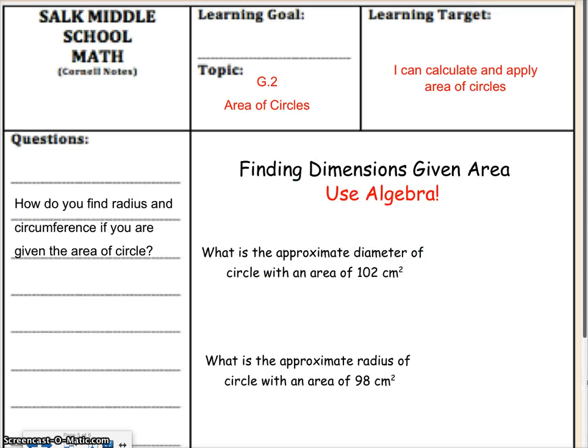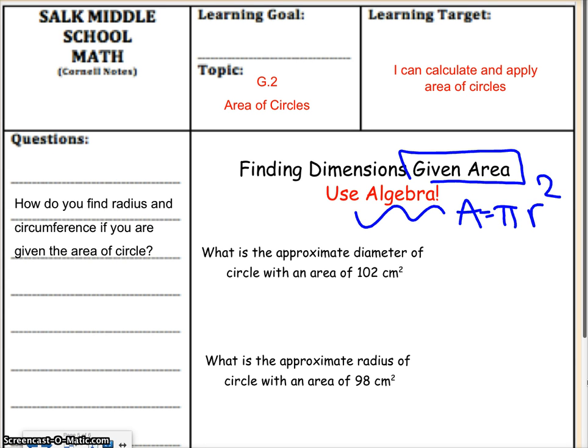Okay, last learning target today, you're going to find dimensions given the area. Again, you use algebra. So I know that area is pi r squared. That's a formula at the heart. That's what I'm working with constantly, which is 3.14 times r squared. Do you agree with that? Okay, so I'm going to be working with 3.14 and whatever the area is.